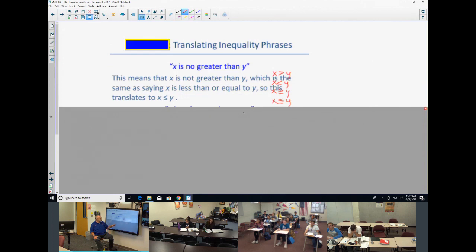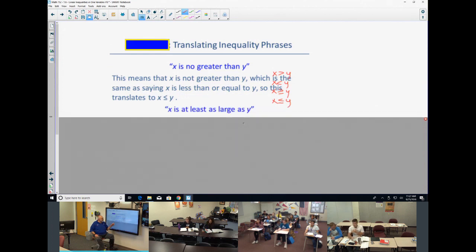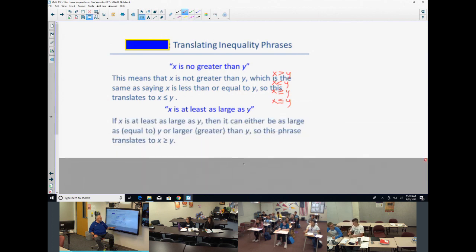Okay. All right. So what about this one? X is at least as large as y. If it's at least as large as y, then could it be bigger? Greater than or equal to. So that one would be greater than or equal to. Okay. So the first one was x is less than or equal to y. The second one is x is greater than or equal to y.